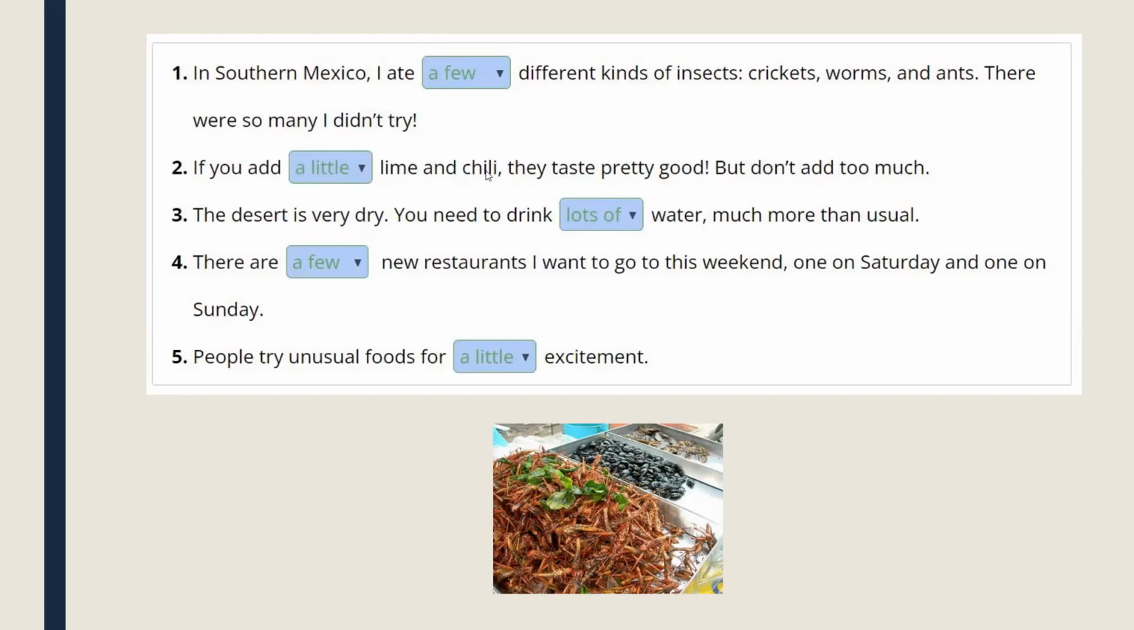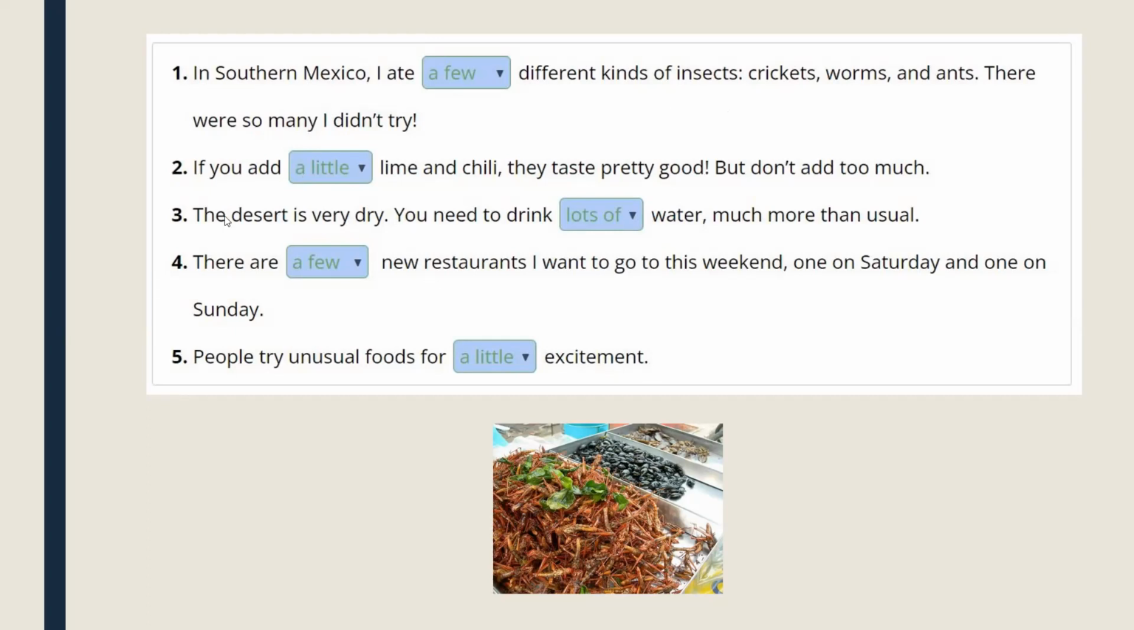So a little lime and chili. Lime is like a kind of lemon, okay, to spice, and chili is a kind of pepper, okay. So they are talking about the same topic, insects. Here I put the picture, okay, guys. So these are some insects that people usually eat in southern Mexico.